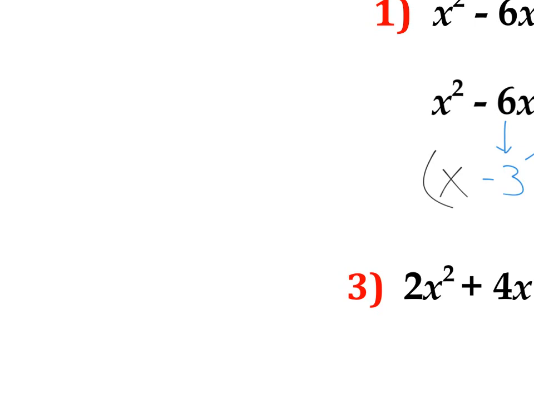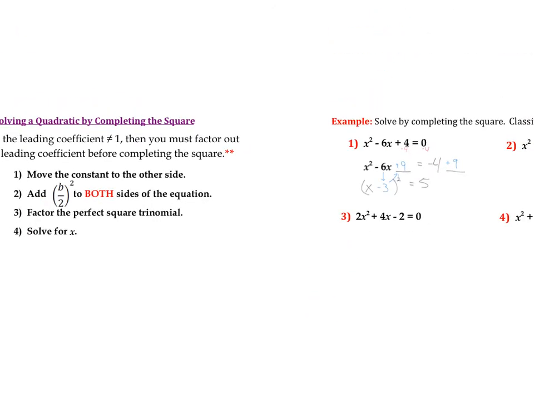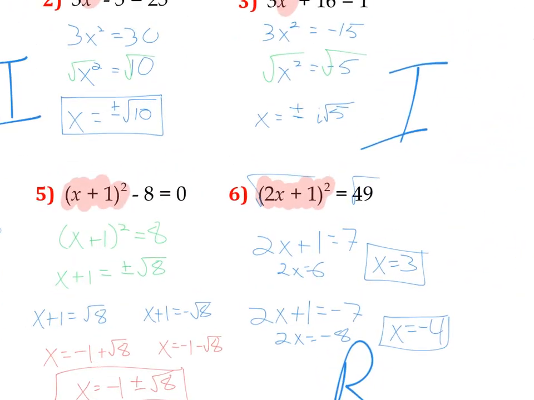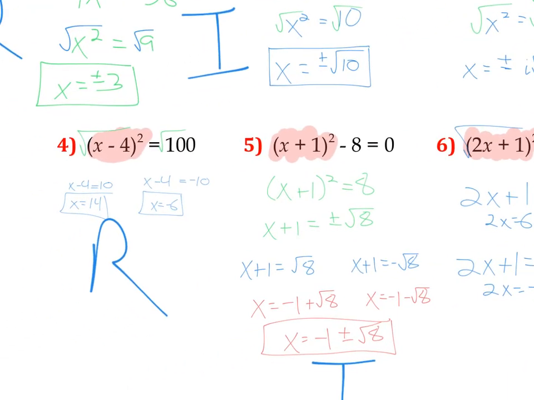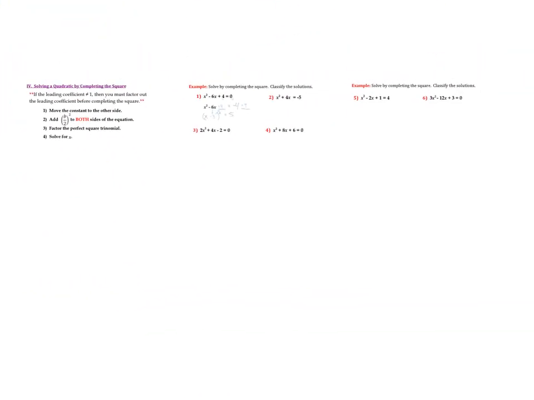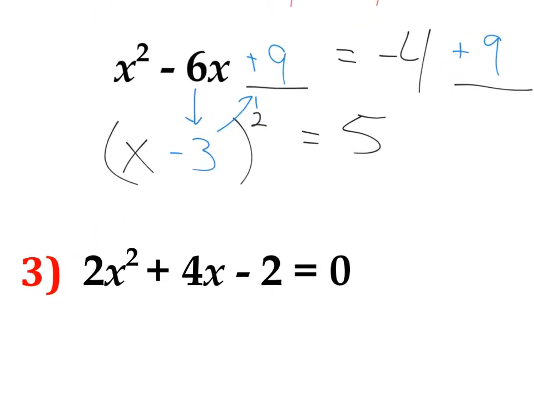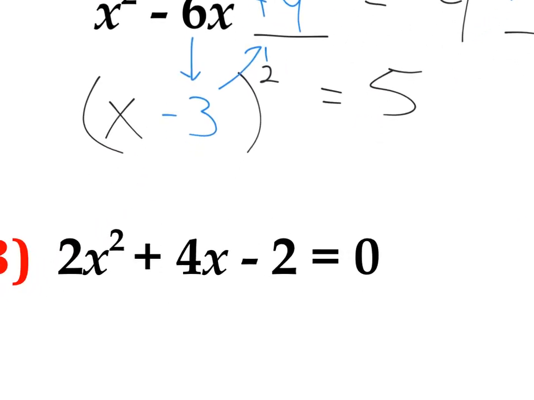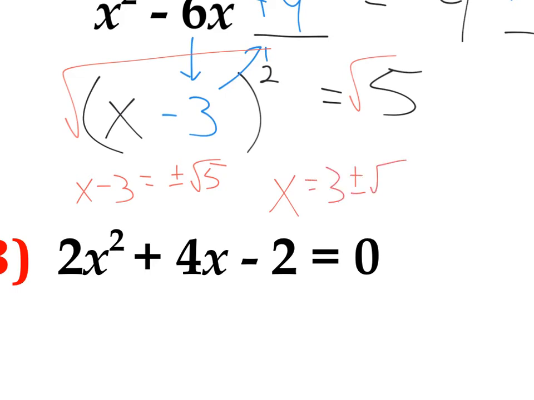Well, this should look just like one of these styles of equations, right? We've already solved these. It's going to be no different. So x minus 3 quantity squared equals 5. I'll square root each side to get rid of that squared. So x minus 3 equals plus or minus radical 5. Move the 3 to the other side. X equals 3 plus or minus square root of 5. Shazam, we're done. Done and done.